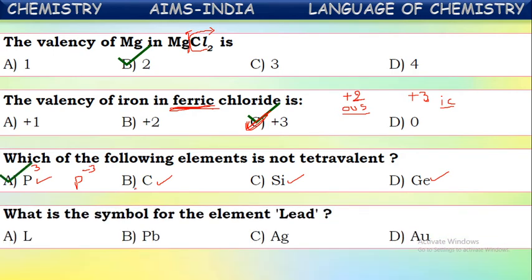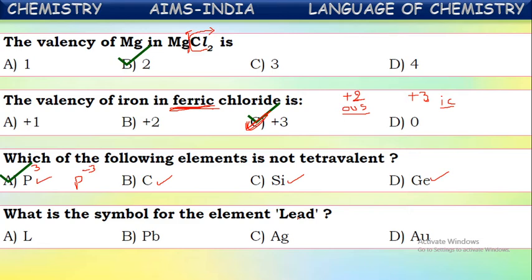Next one. What is the symbol for the element lead? Actually, in writing the symbols for the elements, Berzelius has given some instructions. One of them is that the first letter of the element's name is taken as its symbol. For most of the elements, the first letter from their name is taken as the symbol. And if this first letter already exists as the symbol for some other element, then a second prominent letter is also taken into its symbol along with the first letter. In this way, symbols are given for most of the elements.